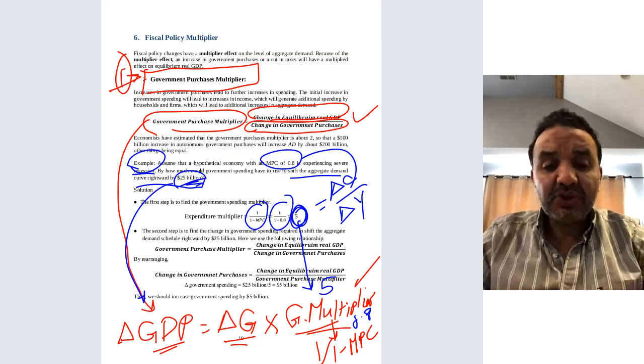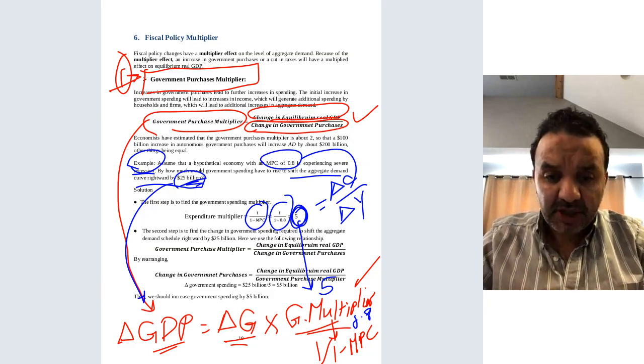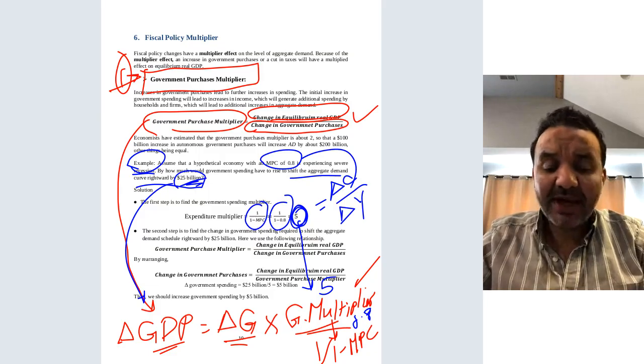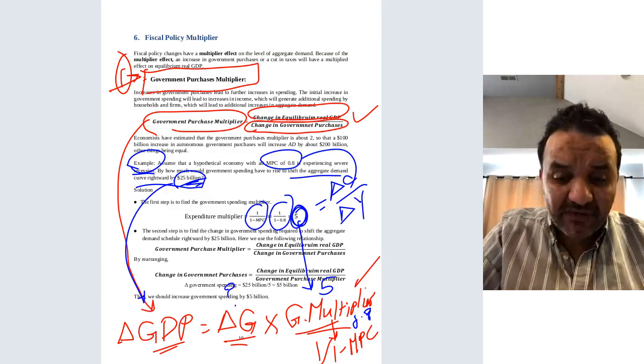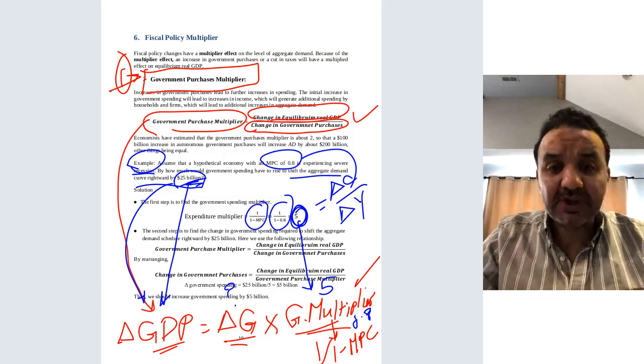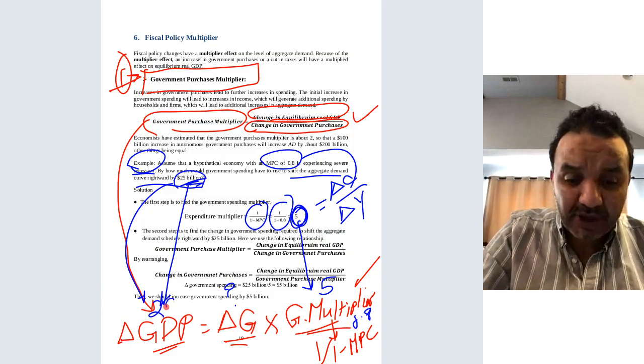So I was able to find out the government multiplier from the information on the MPC. Now, let's read the question again. Am I asking about the change in GDP or the change in government spending? Actually, I'm asking about the change in government spending, because the change in GDP is given here, 25 billion. This is the amount which I want to achieve. So I want to increase the GDP by 25 billion.